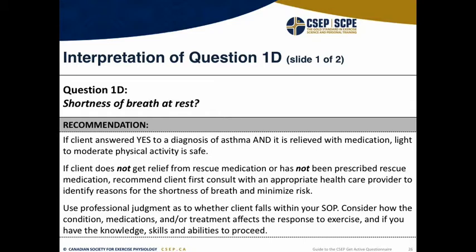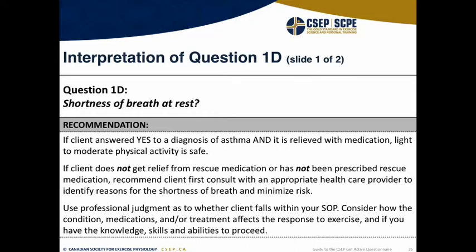If the client does not get relief from their rescue medication or has not been prescribed rescue medication, so they're getting shortness of breath and there's no medication that's been prescribed to help with that, then the client should consult an appropriate healthcare provider to identify reasons for the shortness of breath and minimize risk. So again, this is a question that does not have a clear step for proceeding. You have to use your professional judgment.